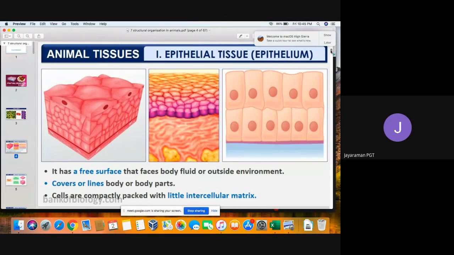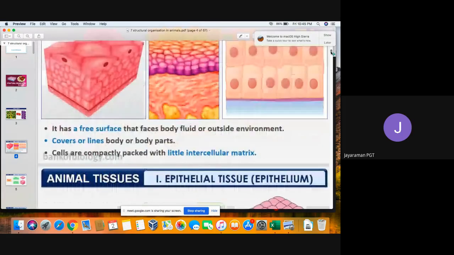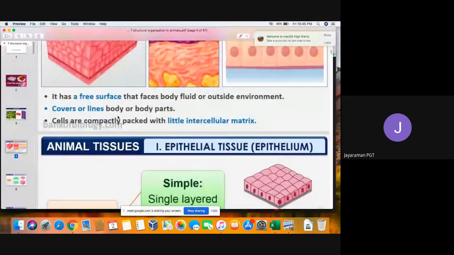The other point is that it covers or lines the body. In the case of skin, it covers the body. In the case of other structures like squamous epithelium, it lines the body part. The trachea is lined by a special type known as ciliated epithelium. The trachea has cilia that beat outward to remove dust particles. Like that, functionally they are modified. These are the covering or lining of the body parts.